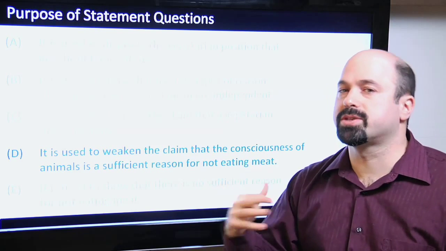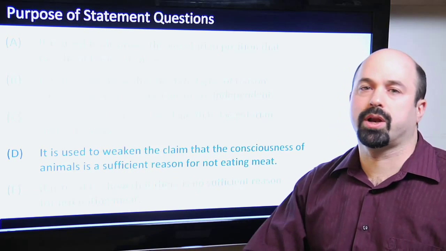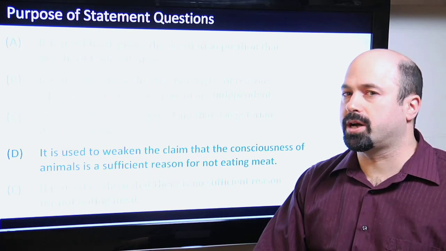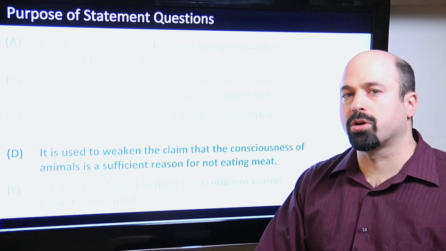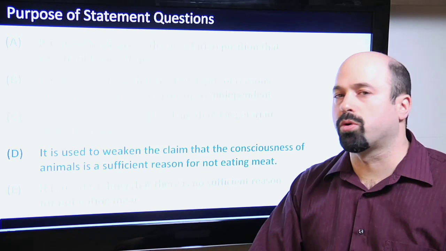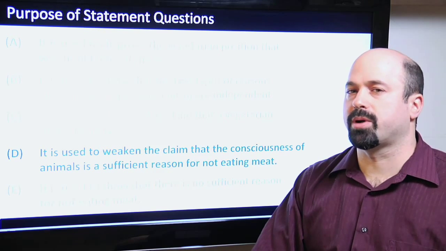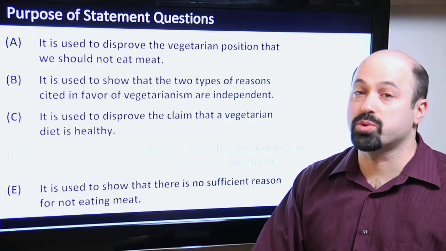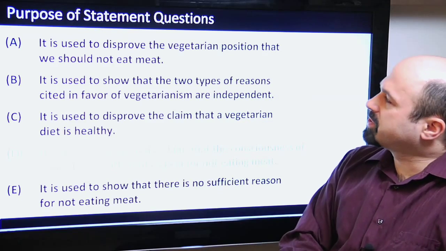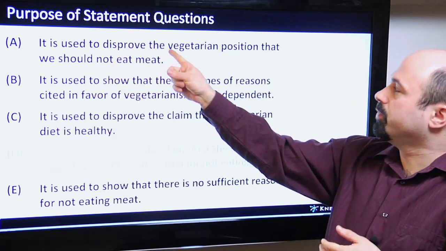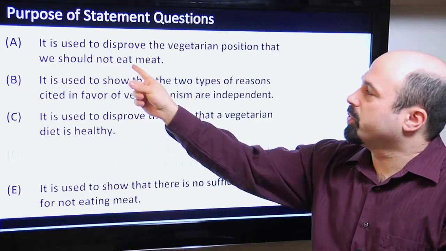Now, if you had a good sense of that argument coming in, you could zero in on D. But even if you didn't have that strong a grip on it, you could still eliminate the wrong choices with just a little bit of information about what the author is doing, if you know which way that they're going. For example, it is used to disprove the vegetarian position that we should not eat meat.